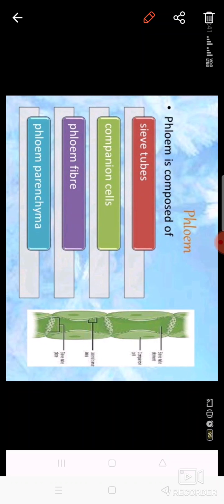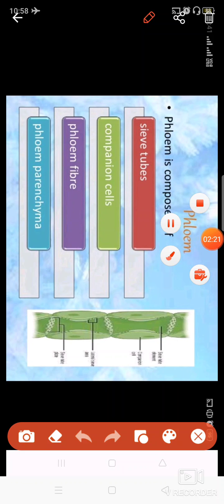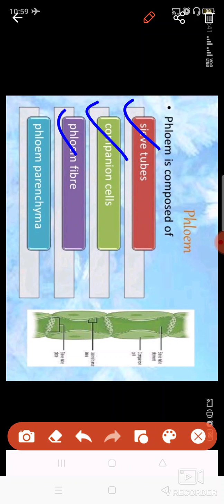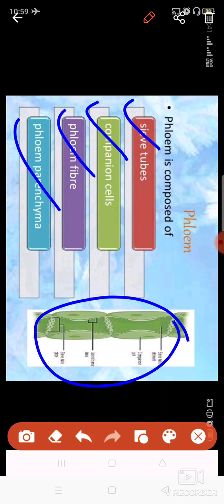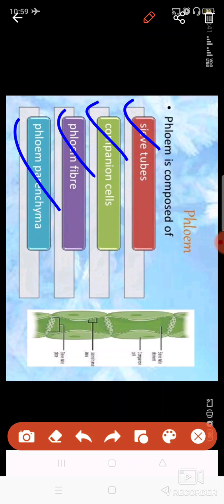Now let's see the structure of the phloem. So basically the phloem is made up of these four kinds of the cells, that is sieve tubes, companion cells, phloem fibers and phloem parenchyma. The side-wise structure is given, it is not very clear. I'll show you one enlarged diagram of this. So phloem is made up of sieve tubes, companion cells and phloem fibers and the phloem parenchyma. These are the four kinds of the cells which make up the phloem tissue.